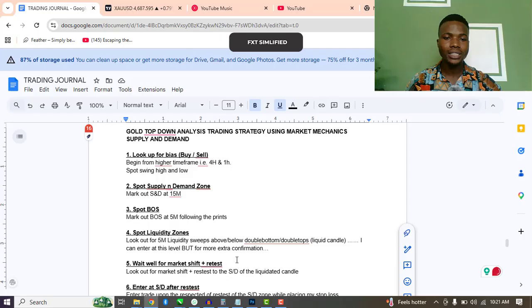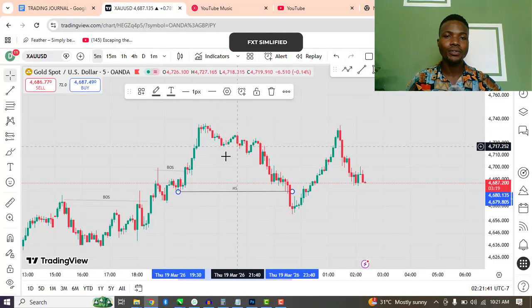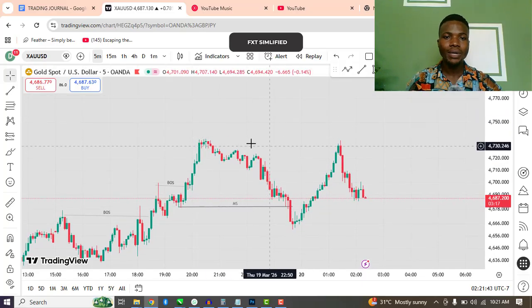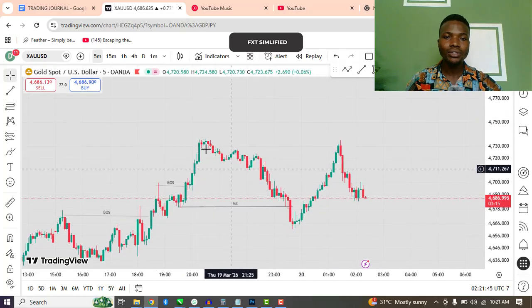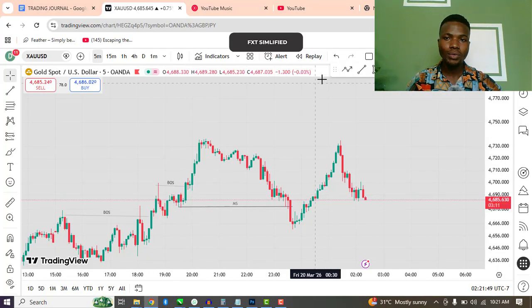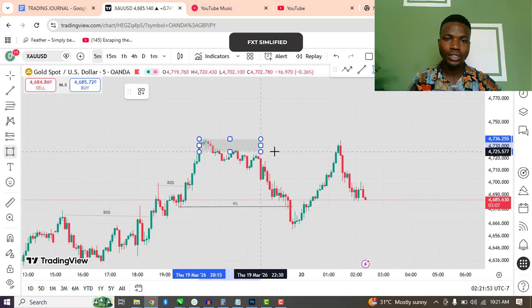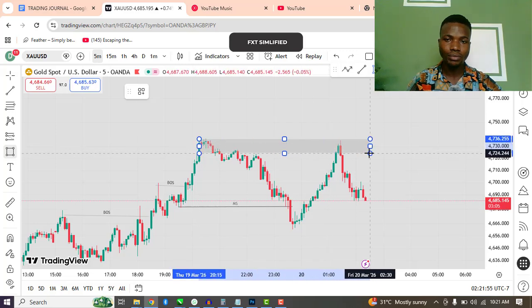Wait for market shift plus retest. So it means that I'm going to look out for market shift plus retest to the supply or demand zone of the liquidated candle. In this case, since price was actually moving up, I'm going to look out for my supply zone. And where is my supply zone? The supply zone that caused price to break this higher low. This range right there is my supply zone.